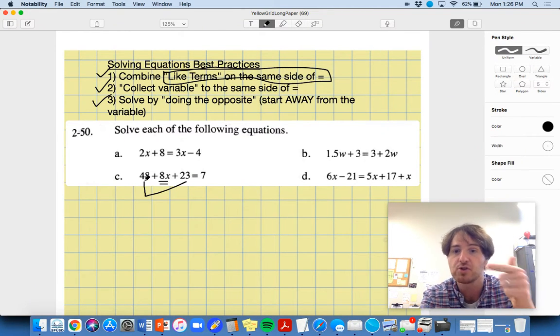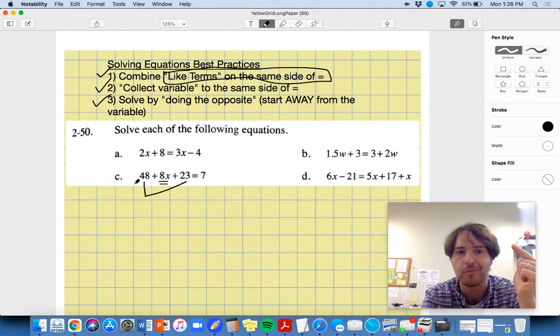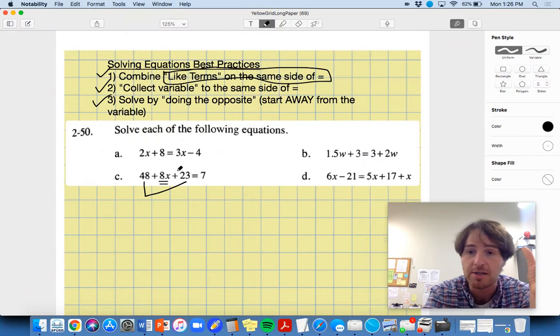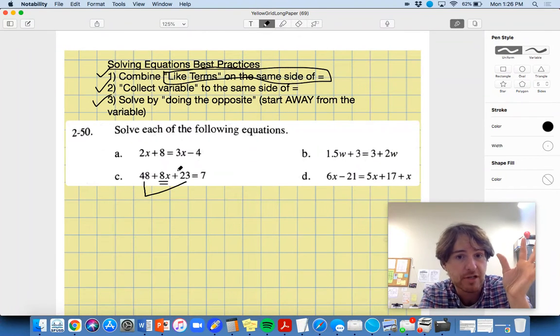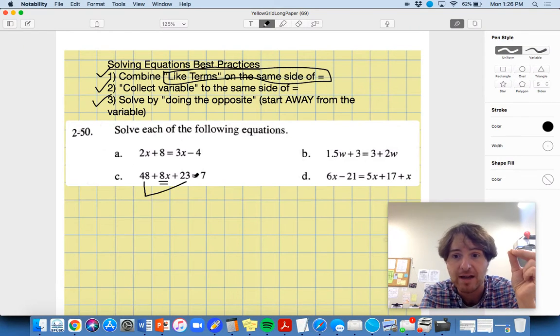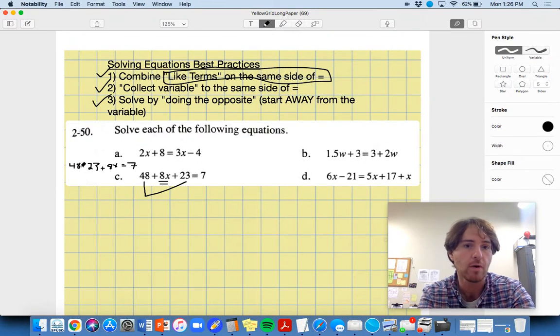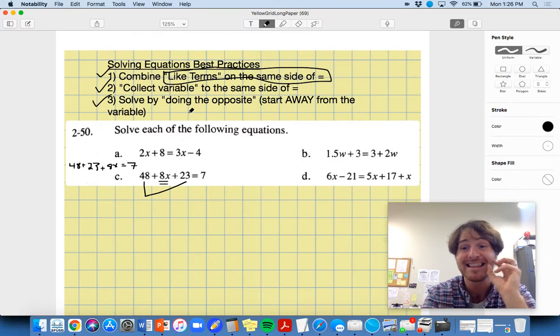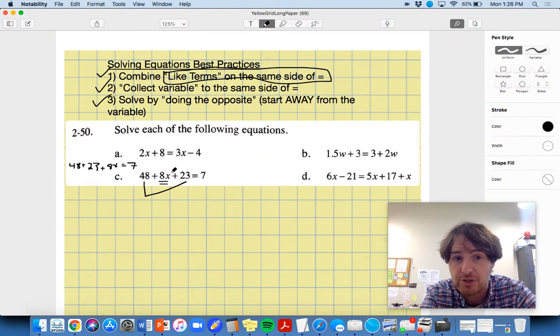We want to combine like terms here. So when I do this little symbol, it usually means I'm either pulling something down or combining like terms here. There's something called the commutative property of addition, where if you're only adding things, order doesn't matter. So the way this equation is written here, this is really just the same thing as 48 plus 23 plus 8x on the left side, and that's equal to 7. Okay, so what we can do here is we can actually do that. We can do 48 plus 23, and that combines these like terms, okay? These are like terms because these are just numbers.